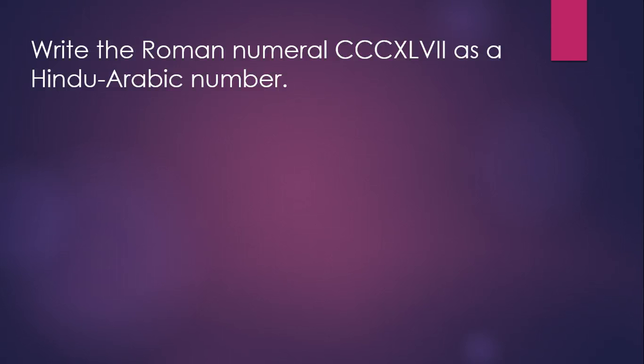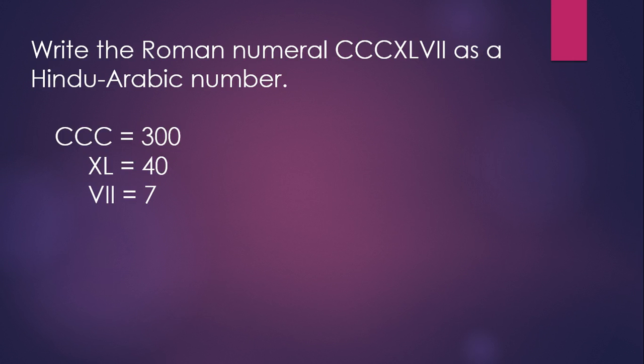Write the Roman numeral as a Hindu Arabic number. The three C's stand for 300. The XL is 40, and the VII is 7, which means the number represents 347.